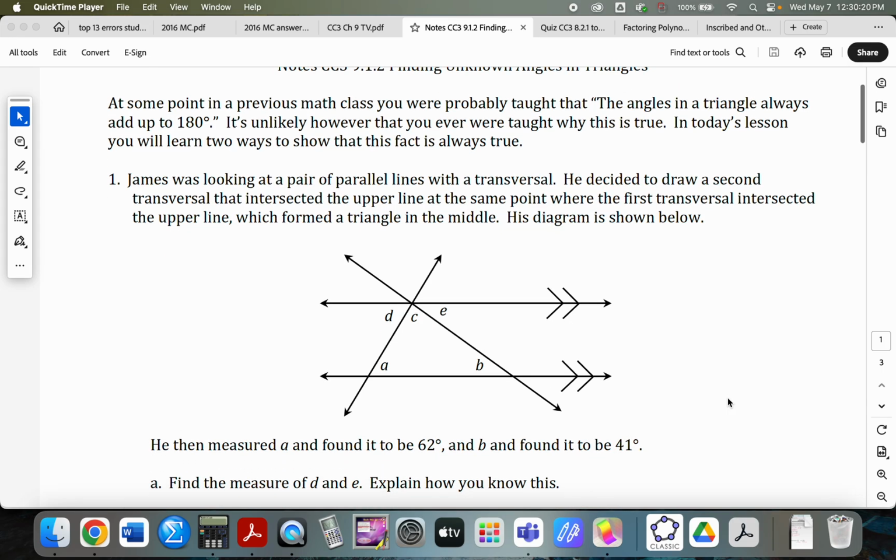All right, so probably in some math class, and I don't know when you would have learned this. I always forget when students say they've learned it, that the angles in a triangle always add up to 180 degrees. You learned that at some point, yes?